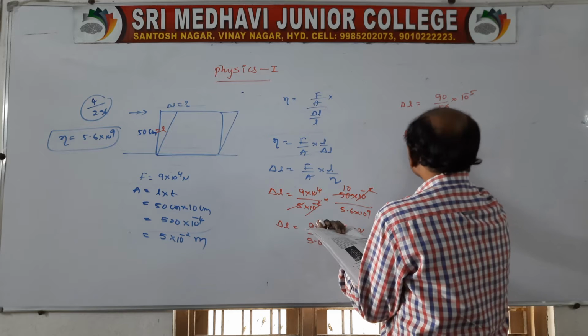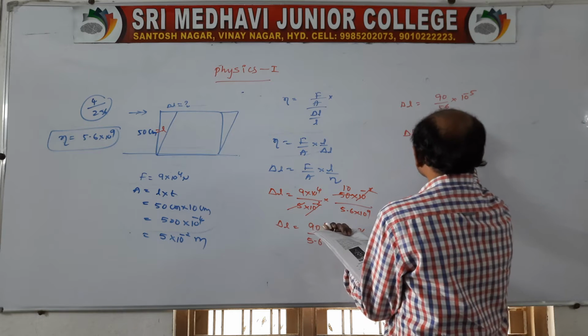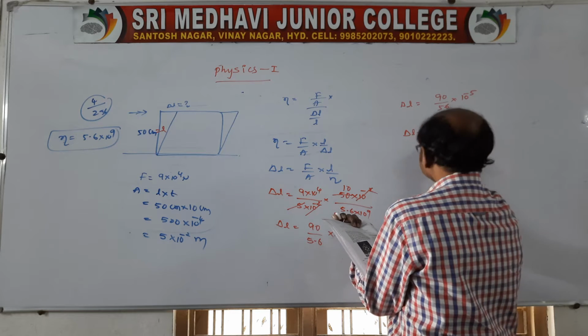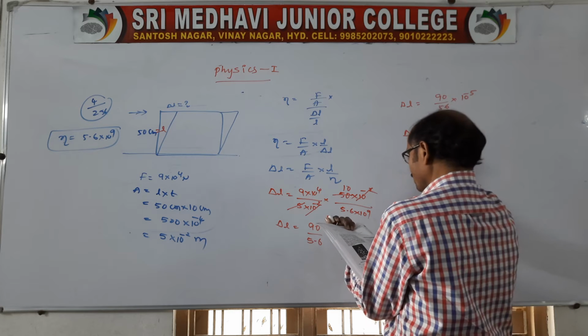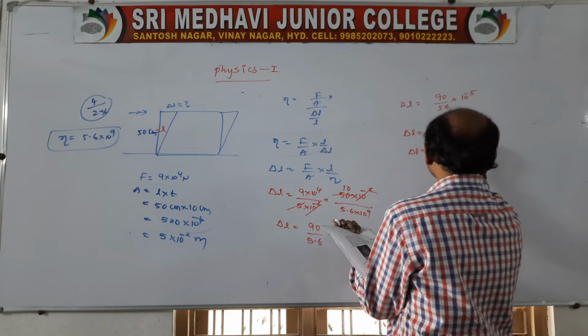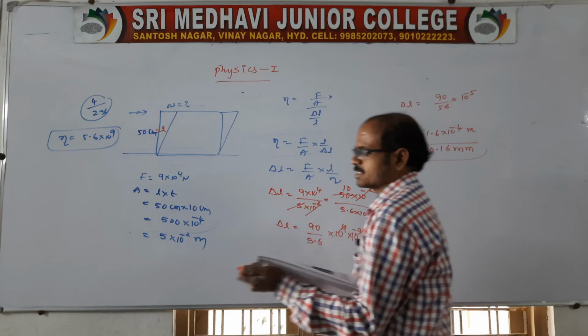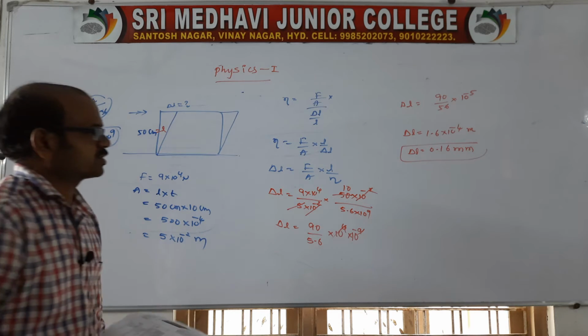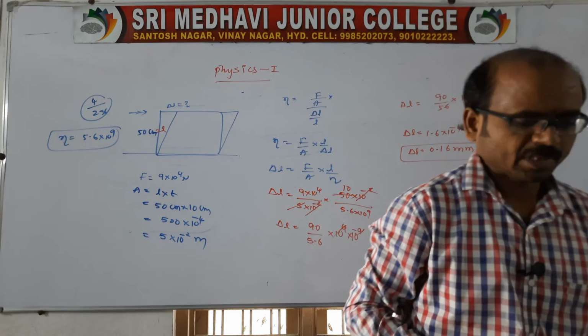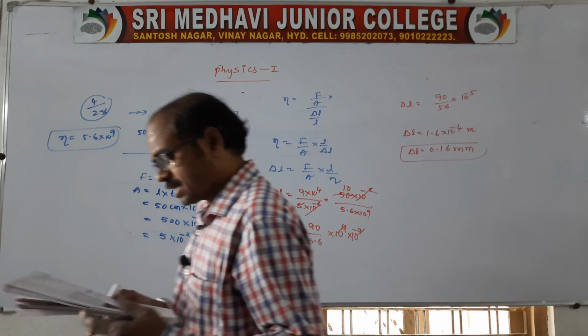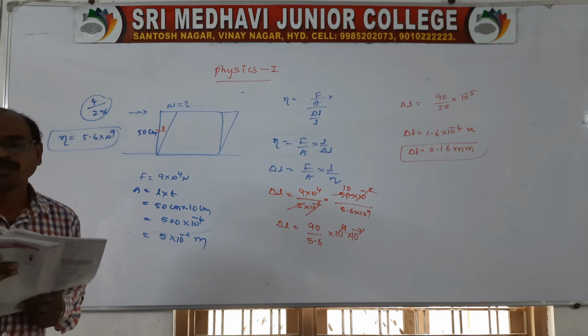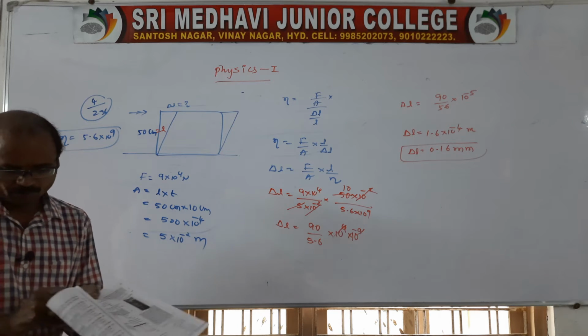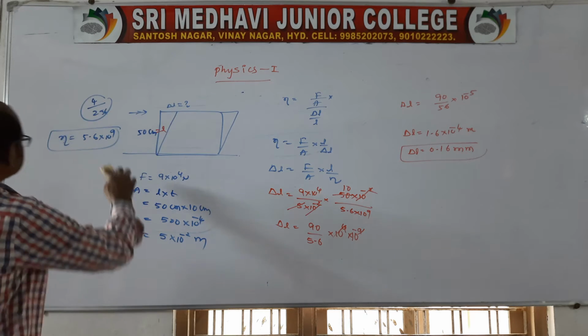Now simplify this. We get 1.6 into 10 power minus 4 meter, or delta L is equal to 0.16 mm. The displacement of the upper layer is approximately 0.16 mm. Right? Now there is another problem.